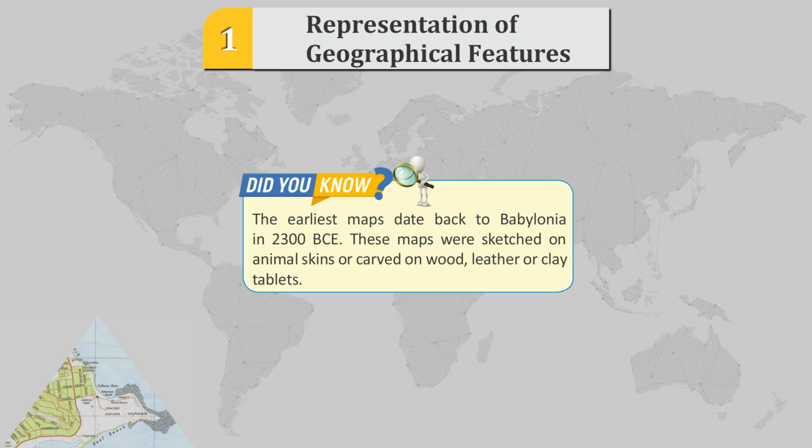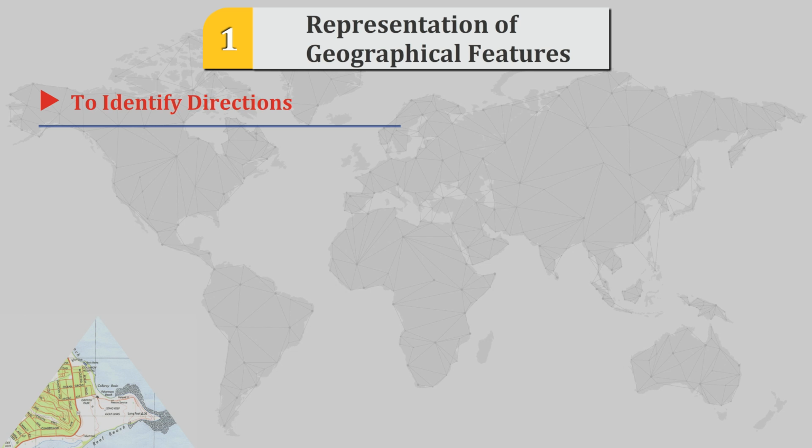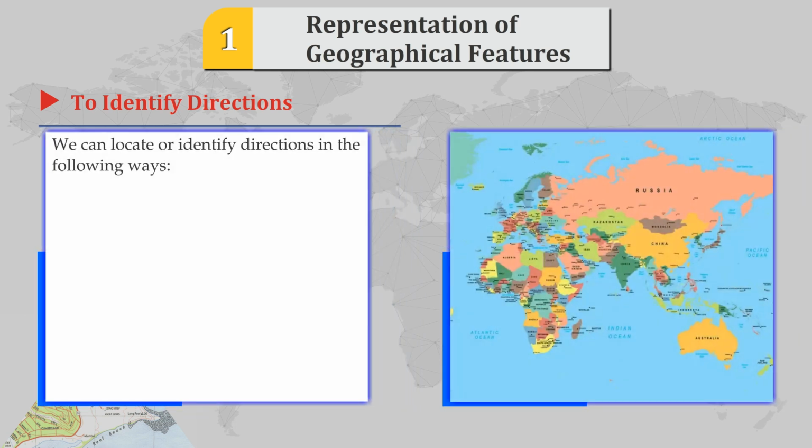Did you know? The earliest maps date back to Babylonia in 2300 BCE. These maps were sketched on animal skins or carved on wood, leather or clay tablets. To identify directions, we can locate or identify direction in the following ways.